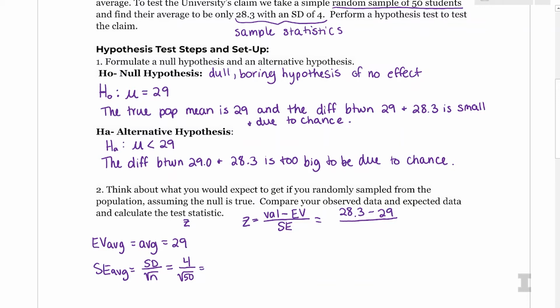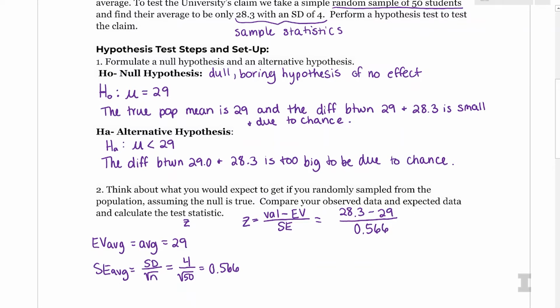So 4 divided by the square root of 50 using Python as a calculator. I am typing 4 divided by 50 raised to the 0.5 power, and I got 0.566. So that is my standard error. I'm going to go ahead and plug that in.